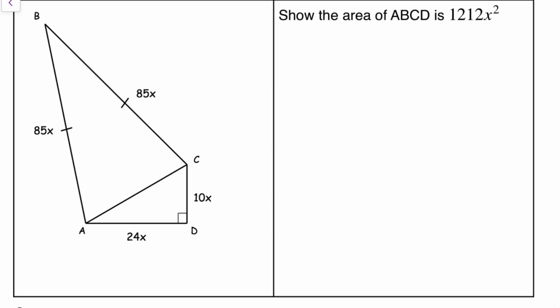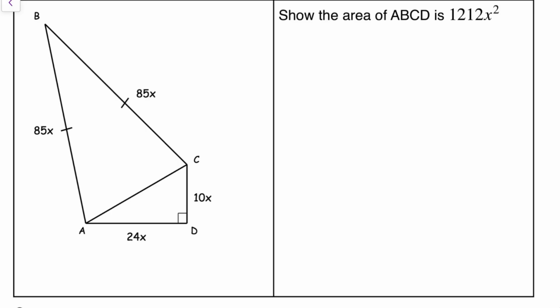Okay, final question. What does he want? Show that the area of ABCD, in other words, the whole area of the two triangles together, is equal to 1212x squared. Okay. This is a difficult question, isn't it?